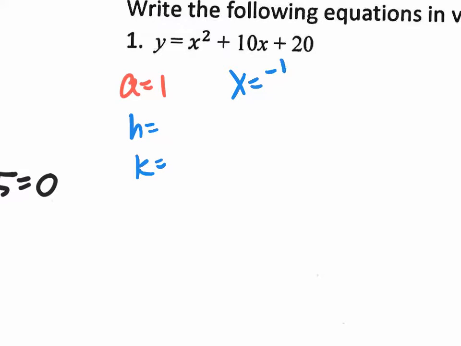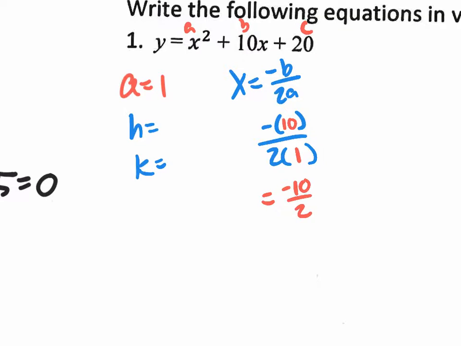X equals negative B over 2 times A. Everybody should know that. So that's going to be negative parenthesis over 2 times parenthesis. Well, your B value is 10. Your A value is 1. Your C value we don't really care about on this formula. So the B value is 10. A value is 1. So we're going to end up with negative 10 divided by 2. So that is negative 5. So that's our vertex X value of negative 5.